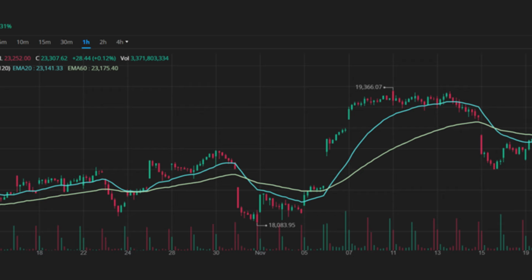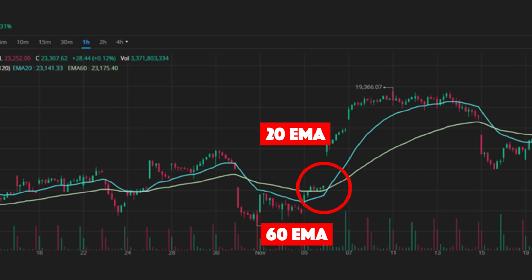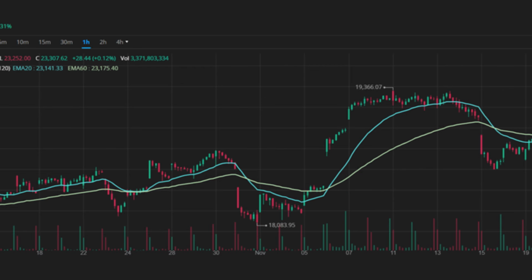So the early ideal entry is the first bullish candle close after the 20 EMA crosses above the 60 EMA, with price cleanly above both lines. Remember, one high-quality entry near this zone is worth more than 3 late entries near this region.